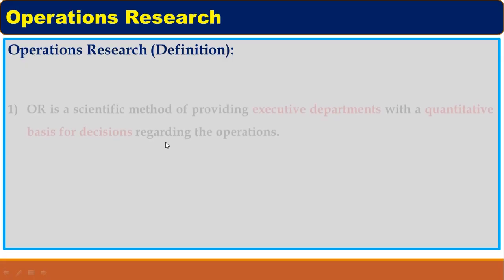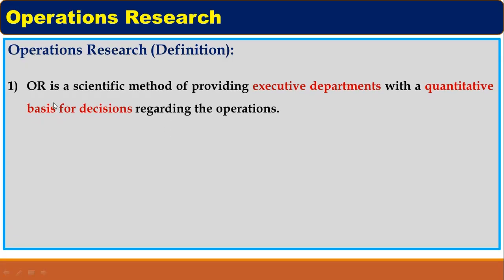So the first definition is: OR is a scientific method of providing executive departments with a quantitative basis for decisions regarding the operations. So this OR is a scientific method which provides quantitative data, a quantitative base for taking decisions to executive departments. And we know that the decisions taken on the basis of quantitative data provide good outcomes.